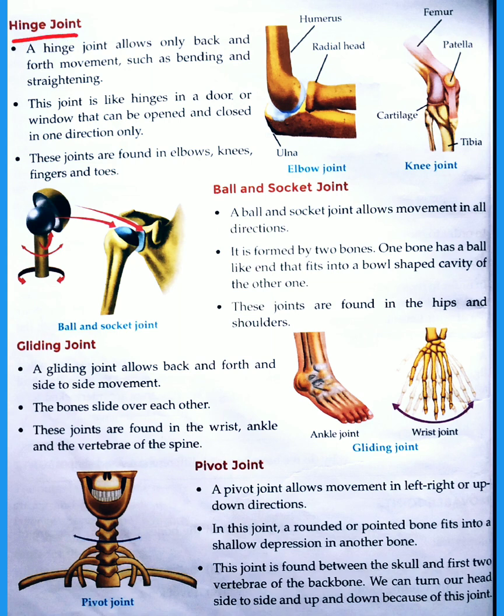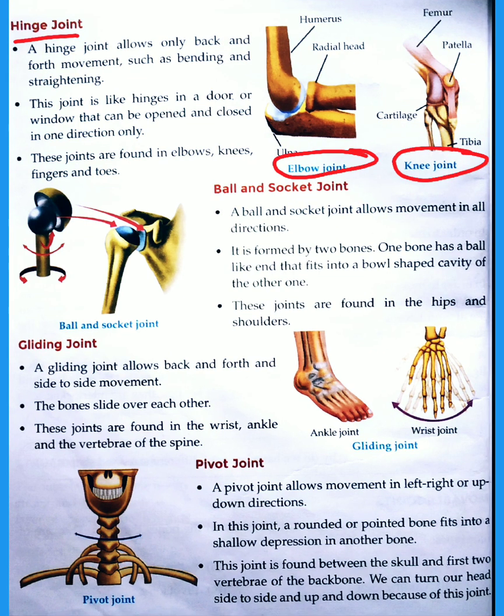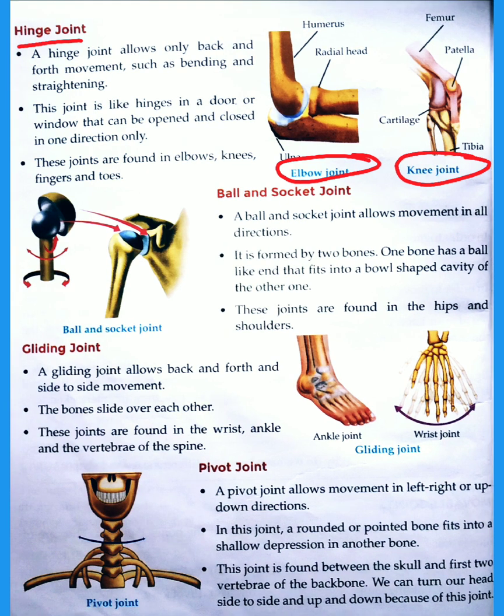So a hinge joint allows only back and forth movement, such as bending and straightening. Do you know where these joints are present? They are found in the elbow and knee. You can compare this hinge joint with a door or window that we open or close in one direction only. The next one is the ball and socket joint.